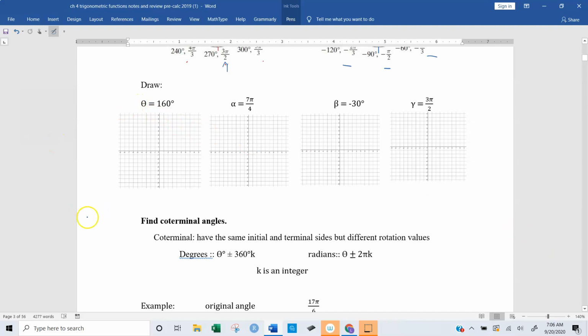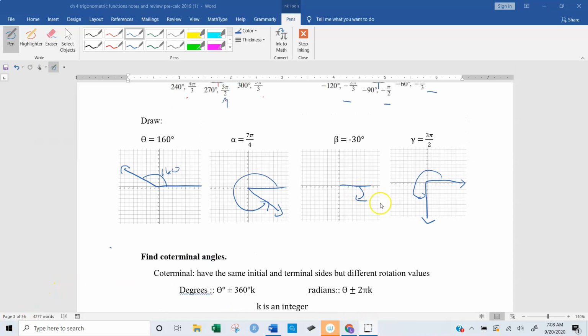Okay, pause and draw your angles in. Okay, I hope you did a good job. They're just rough sketches, that's all I want. So 160 you should know is between 90 and 180, so roughly in here somewhere, closer to the 180, and make sure you label which direction you went.